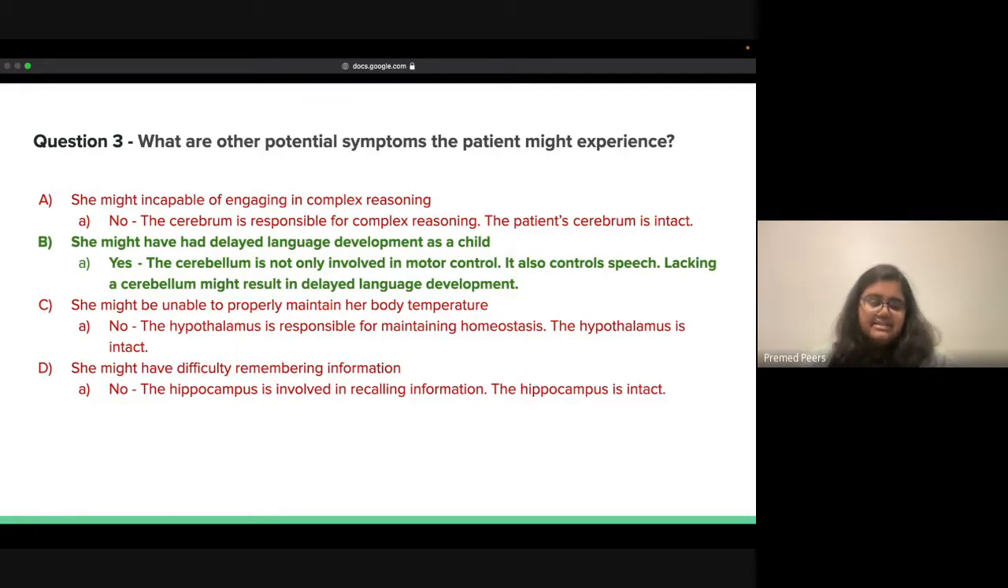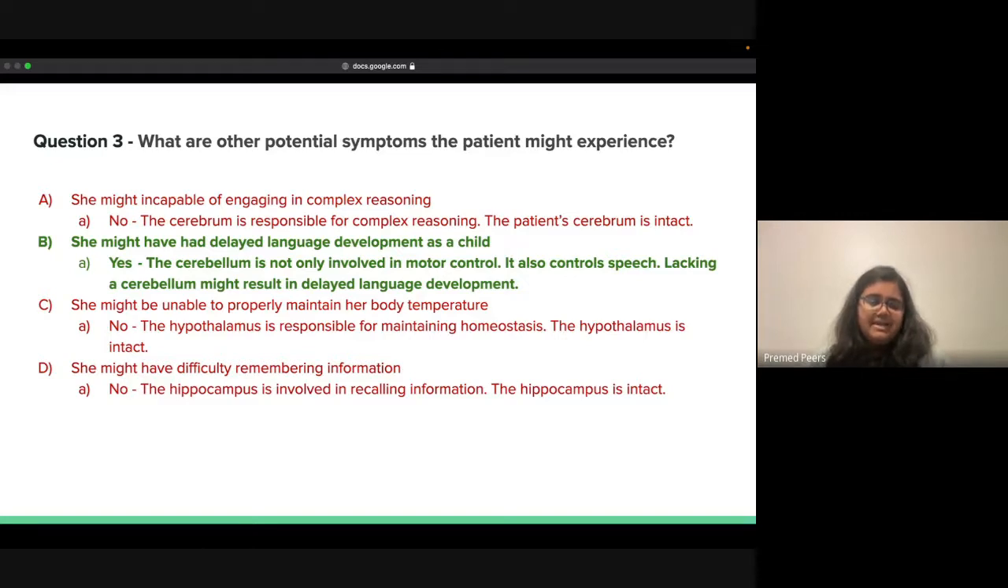So this is the correct answer because the cerebellum is not only involved in motor control, it also controls speech, and lacking a cerebellum might result in delayed language development for this reason. C, she might be unable to properly maintain her body temperature. So this isn't correct either because the hypothalamus is responsible for maintaining that homeostasis. And like we saw with the CT scan, the hypothalamus is intact like the rest of her brain.